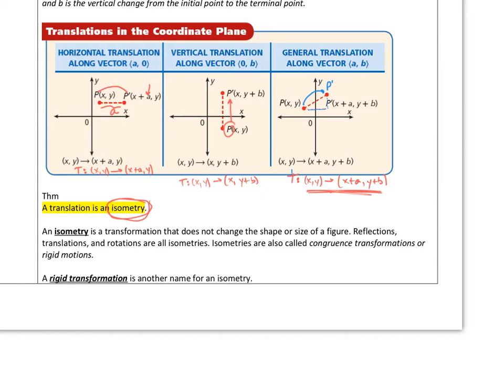And so all these right here, let's highlight it. I'm kind of talking a little slow today because there's a lot of vocabulary. I want to make sure you understand it. Reflection, translation, rotations, those are all things we're going to learn. All of these are isometries. And isometries are also called congruence transformations because it's congruent. And we can also call it a rigid transformation. So there's three things: isometry, which means congruent, and a rigid transformation. They all mean the same.